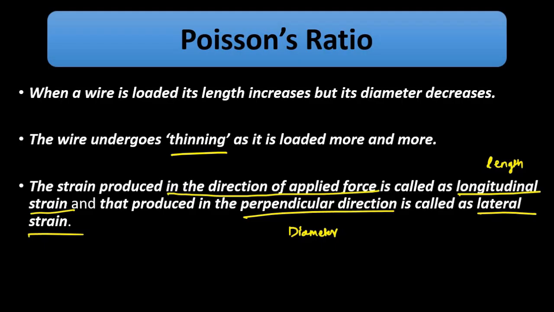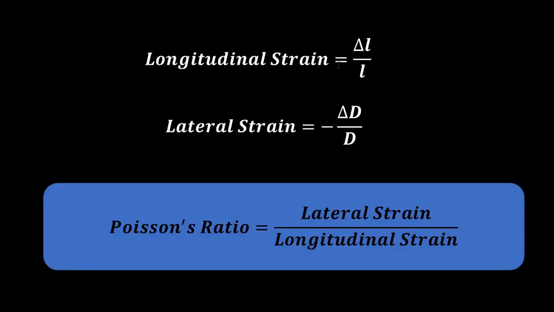So the two types of strain here: longitudinal strain is delta L by L, or you can write it as plus delta L by L. It is positive because length is increasing. Lateral strain is minus delta D by D. Why minus? Because diameter is decreasing while length is increasing. With increase in length, there is decrease in diameter and decrease in cross-sectional area. So that's why lateral strain is minus delta D by D.